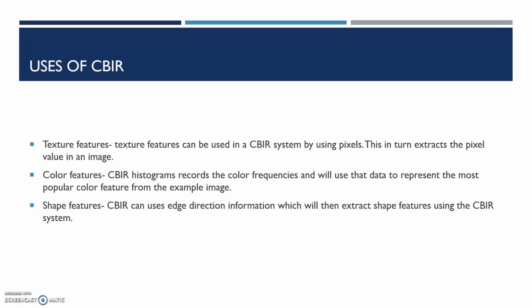So some uses of CBIR has texture features, which can be used by using pixels, and what that would do in turn will extract the pixel value in the image. It has color features. CBIR histogram records the color frequency and will use that data to represent the most popular color feature from the example image. And it has shape features. So CBIR can use edge direction information, which will then extract shape features using the CBIR system.